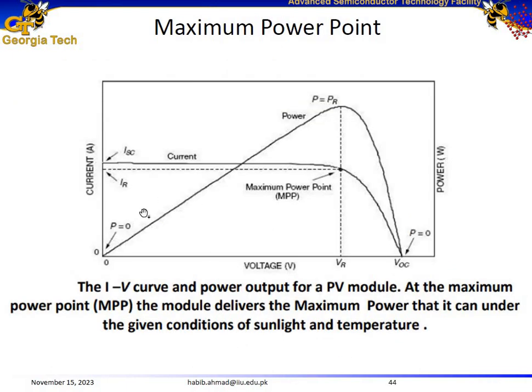Now, here is the power curve. Here are the IV characteristics where we have VOC, ISC, and the maximum power point. Power is the product of the current and voltage. The power starts increasing, it gets to a maximum, and then it starts decreasing once again. So it gives us a maximum power at a particular load resistance.